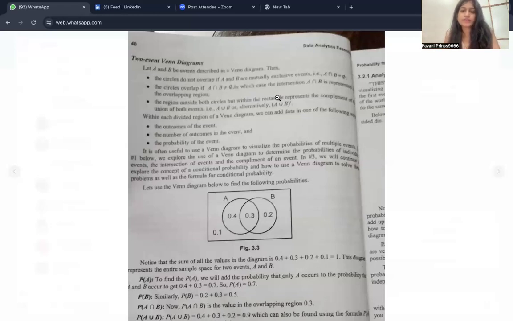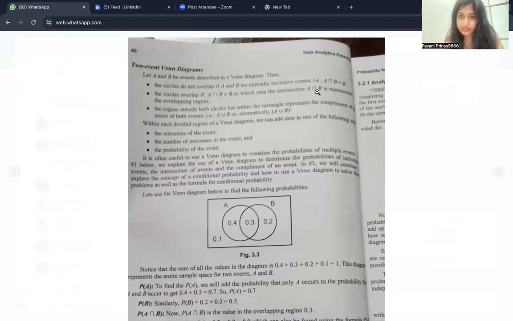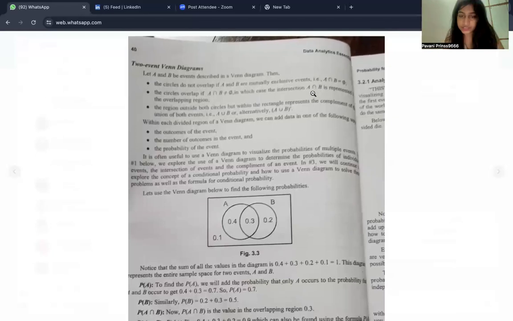Now, one more thing. I told you that there will be one more event. So when I say the whole thing, you call it A union B. The event A, event B, and the intersection between them, you call it A intersection B. What do you call it? A intersection B. Do you see here? This is A intersection B.